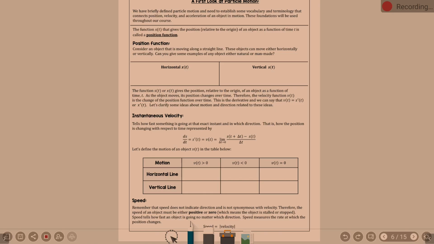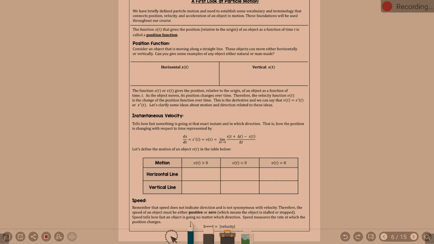So, we briefly defined particle motion and need to establish some vocabulary and terminology that connects position, velocity, and acceleration of an object to motion. These foundations will be used throughout our course. Now, the function s of t that gives position relative to the origin of an object as a function of time t is called a position function. We've already talked about that. So s of t is generally speaking a position function.